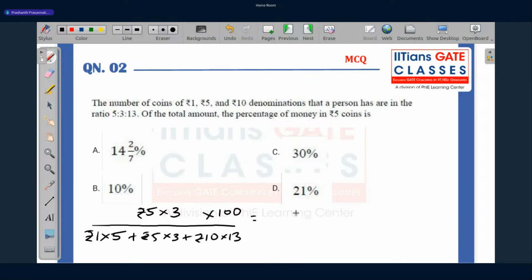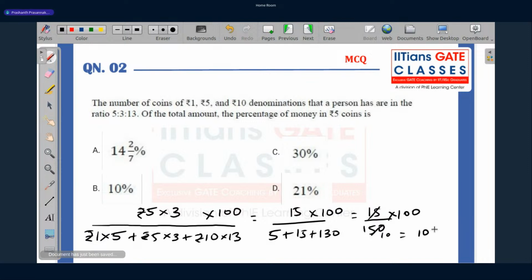So it will come to 5 into 3 is 15. The denominator is 5 plus 15 plus 10 into 13 is 130. So the denominator comes to 130 plus 5 plus 15, 150. 15 by 150, times 100, comes to 10%. Option B. Okay. Moving on.